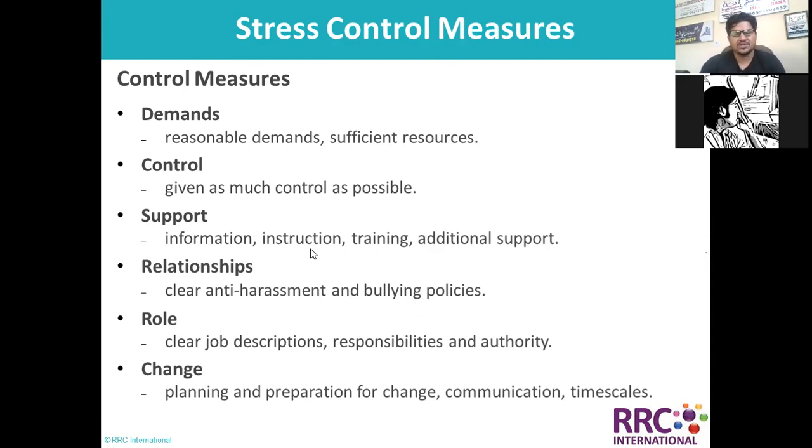Support: you have to give information, instruction, training, and additional support so people can do better. Relationships: clear anti-harassment and bullying policies. Several brands I noted have a zero tolerance bullying policy. They will kick you out, whoever you are, if you habitually bully people. Harassment is also not accepted at all. Role: clear job description, responsibilities and authority. Change: planning and preparation for change, communication and time scales. So these are some of the stress control measures.